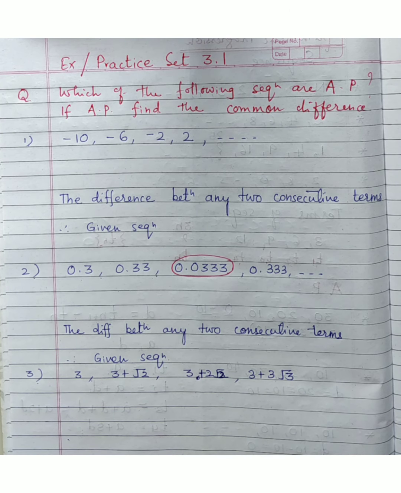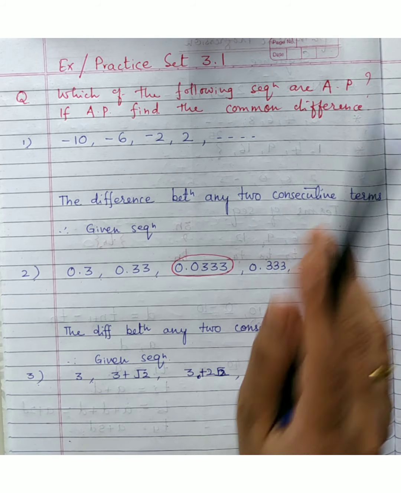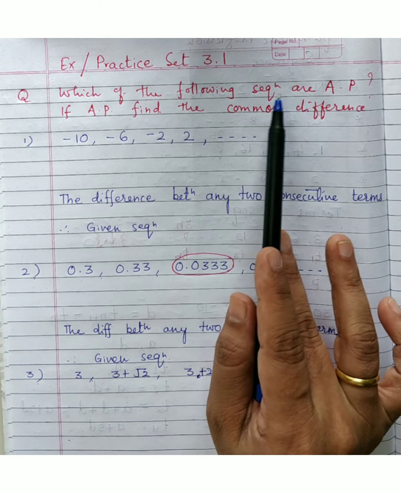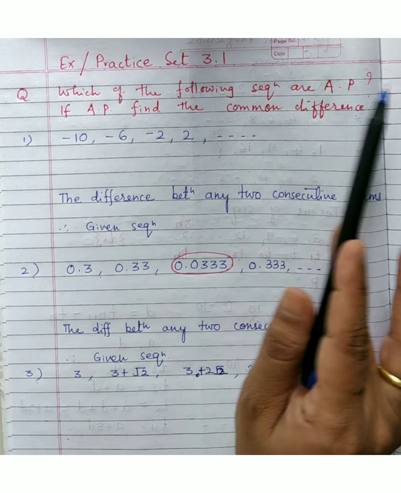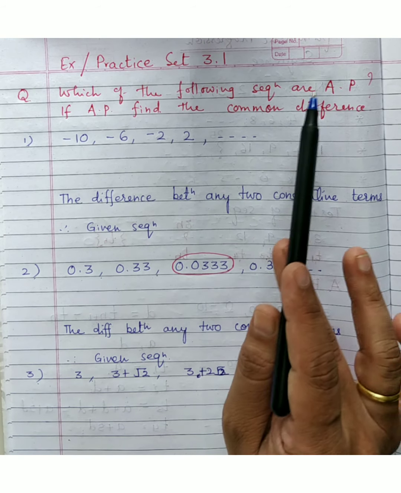Now let's start with practice set 3.1. The first question is, which of the following sequences are AP? Remember, here we need to identify whether the given sequence is AP or not. If AP, find the common difference. You know what the common difference is.